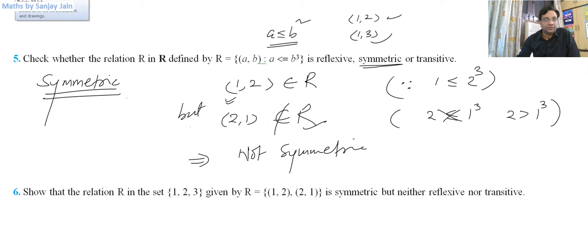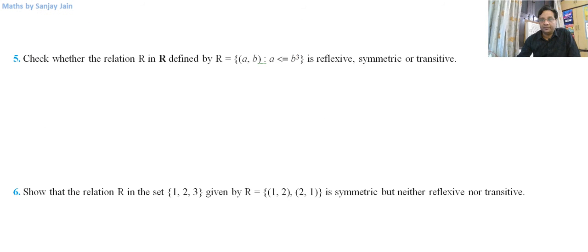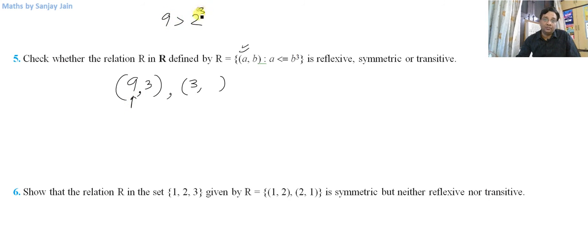Now we will work on transitivity. For transitivity, I will choose two ordered pairs which are present in this relation, for example 9 comma 3 I am choosing. Now I will choose 3 comma something here. Why have I done like this? Because I already know 9 is greater than 2 cubed. So I will choose 2 here. Now I have chosen these two ordered pairs. These two ordered pairs belong to this relation R.